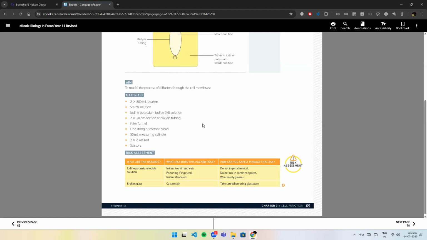Risk assessment. What are the hazards? What risk does this hazard pose? How can you safely manage this risk? Iodine potassium iodide solution. Irritant to skin and eyes. Poisoning if ingested. Irritant if inhaled. Do not ingest the chemical. Do not use in confined spaces. Wear safety glasses. Broken glass. Cuts to the skin. Take care when using glassware.